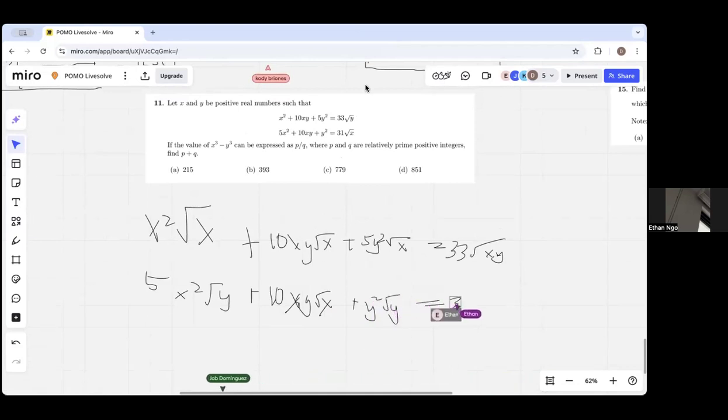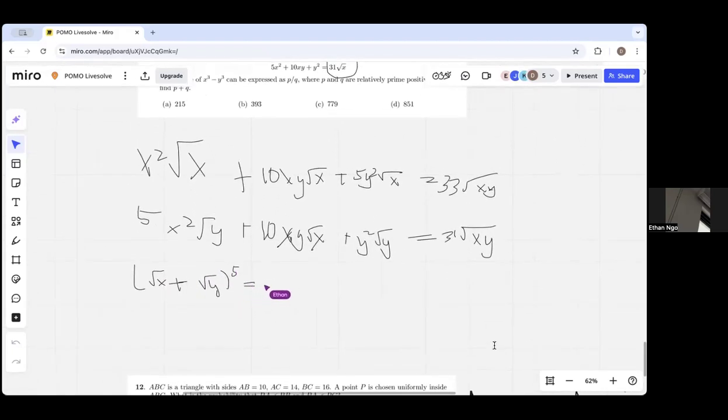The reason why we would multiply root x to the first equation and root y to the second equation is because of how we see this. In fact, if you add the first and the second equation together, you will get root x plus root y raised to 5 equals 64 root xy. And for the second equation, if you subtract them, it gives this.